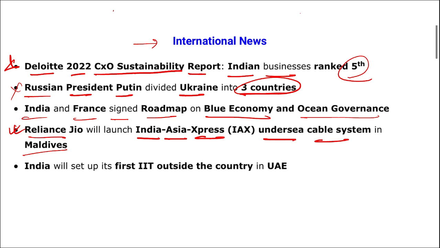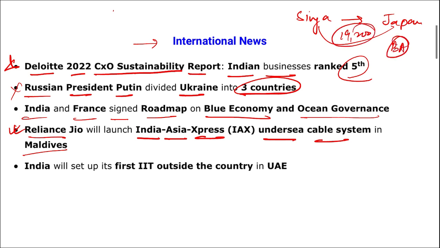Alright, and we also saw that Singapore will be connected to Japan using a 19,200 kilometer wire, and the company that has partnered to do this is Bharti Airtel. India will set up India's first IIT outside the country in United Arab Emirates. Highly important question. In which country will India be setting up its Indian Institute of Technology for the first time outside the country? It will be in United Arab Emirates.